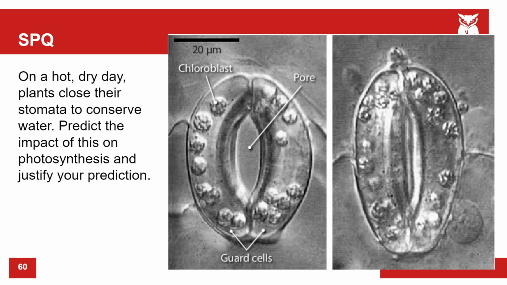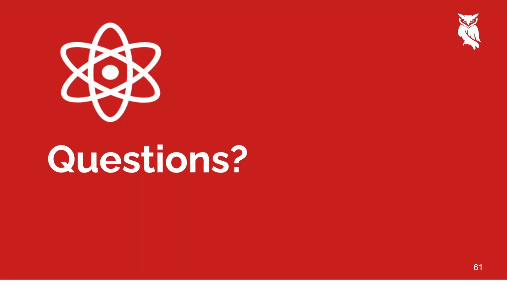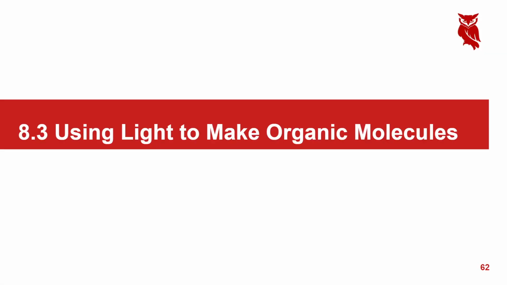On a hot, dry day, plants close their stomata to conserve water. Predict the impact of this on photosynthesis. What would happen if we close it and we can't get water? Well, then you would not have water to get electrons, and then it would die. Okay, you can't get electrons from the water because it wouldn't be there, so you can't complete the light reactions, because that's the first step, right? You got to get electrons from somewhere. Very good.